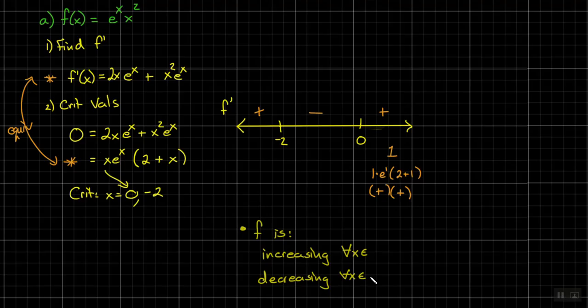I want you guys to fill in the missing answers here. Where is f increasing? Where is it decreasing? Based on the information that we now have about f prime of x. For increasing, I would start at negative infinity. Yep, I'm increasing from negative infinity to somewhere.